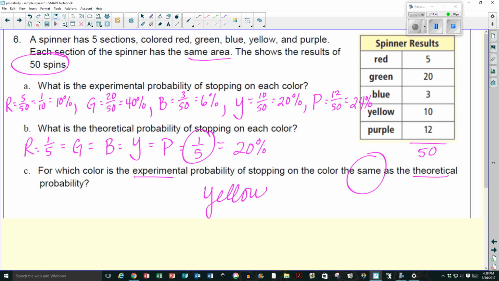All right, so what you need to do is go to the next page, which is 13.2, independent and dependent events, and we will do those.